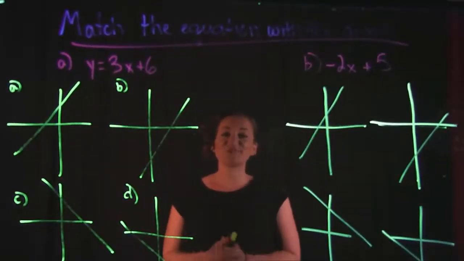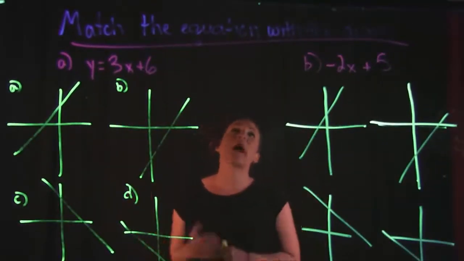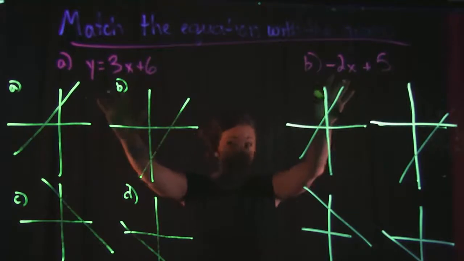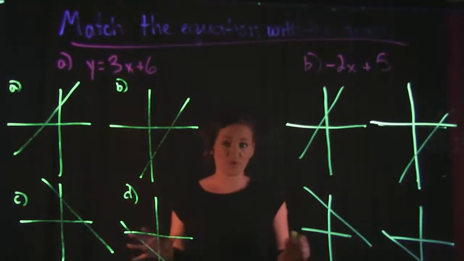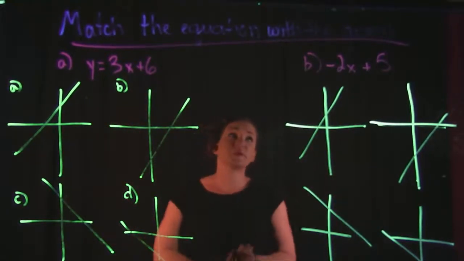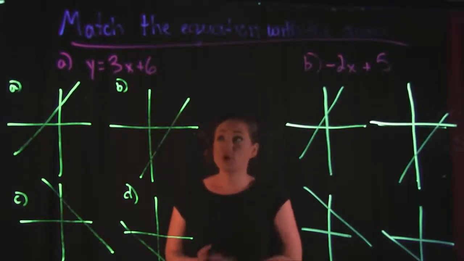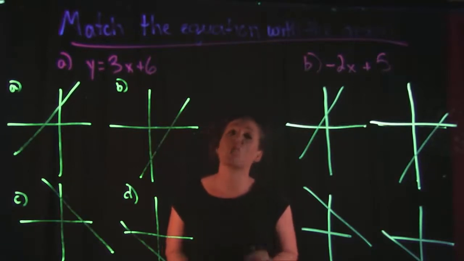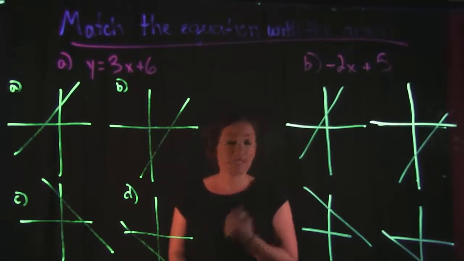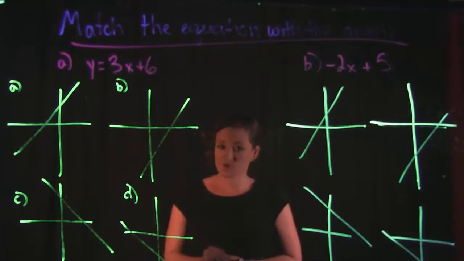Hey guys, so this video is going to be talking about how to match the equation of a line along with the graph. Now, there's a way to do this very simple, very easy, very quickly. There's two things that you need to pay attention to. First, you want to pay attention to what is the y-intercept. Second, you want to pay attention to what is your slope.